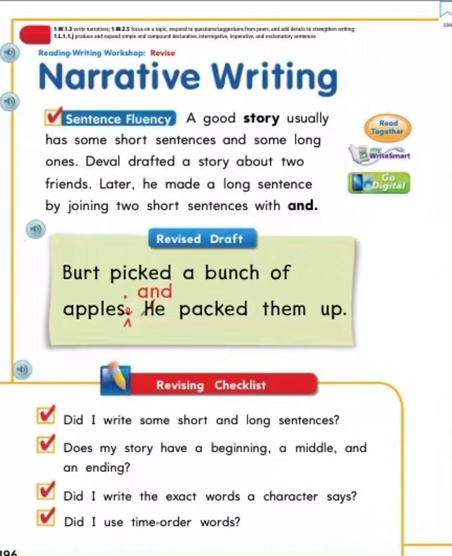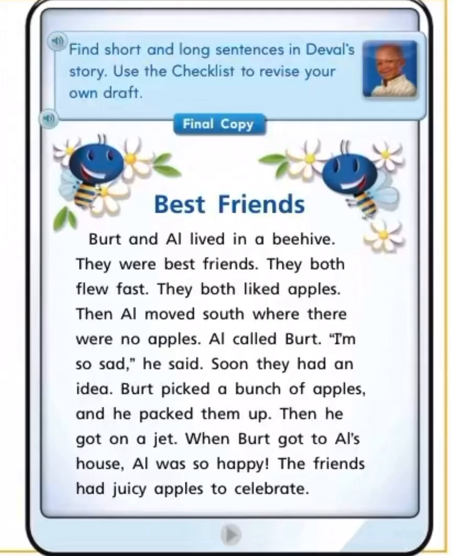Revising checklist. Did I write some short and long sentences? Does my story have a beginning, middle, and an ending? Did I write the exact words as a character says? Did I use time order words? Find short and long sentences in Val's story. Use the checklist to revise your own draft.